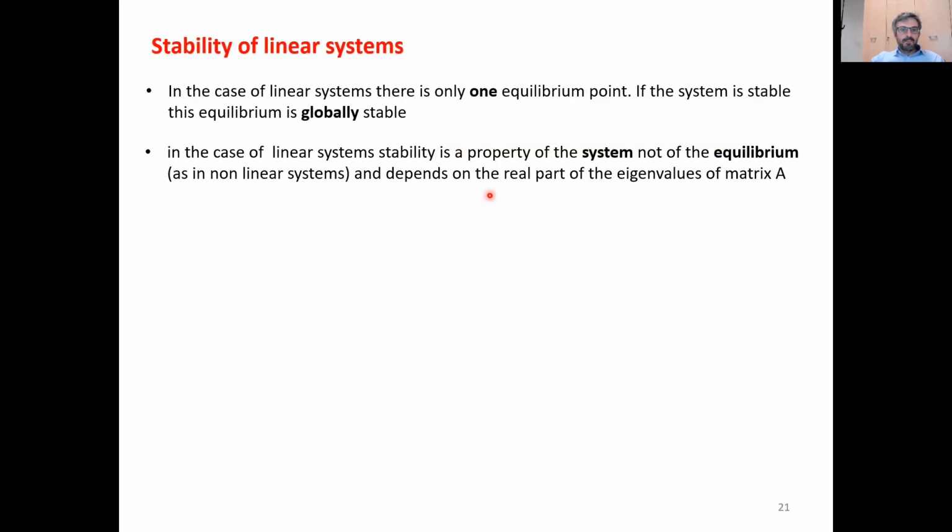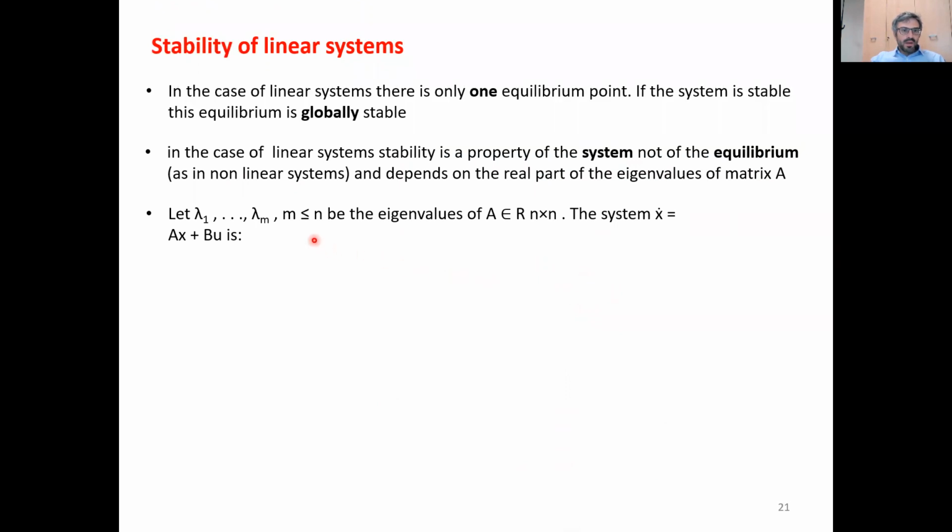And so stability is a property of the system, not of the equilibrium, like in the case of a nonlinear system, and depends on the real part of the eigenvalues of matrix A. So if you have a linear system, you have a state space equation, you get the matrix A, you compute the eigenvalues, you check how the eigenvalues are. They are complex numbers, first of all, most of the time, or real numbers. But if they are real numbers, they should be negative numbers.